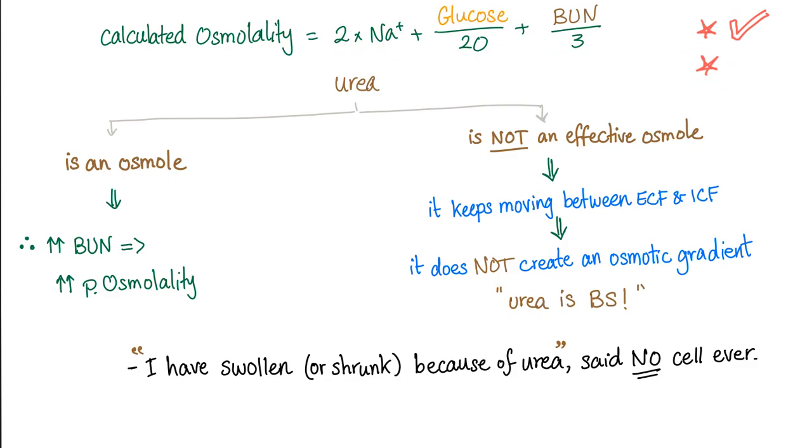It has sodium, it has glucose, it has BUN, which is urea. Urea is an osmol. If I have tons of urea in my blood, I will have increased plasma osmolality. However, it is not an effective osmol. It's not gonna change my tonicity. And this is a famous mistake among students and doctors. Urea is not effective. Urea cannot contribute to your tonicity. Urea cannot make your cell swell or shrink. I have swollen or shrunk because of urea, said no cell ever.